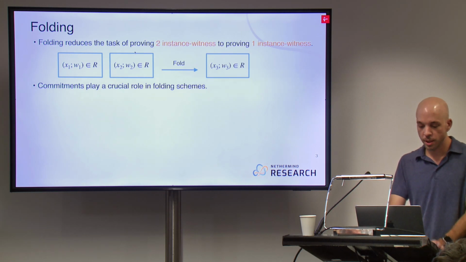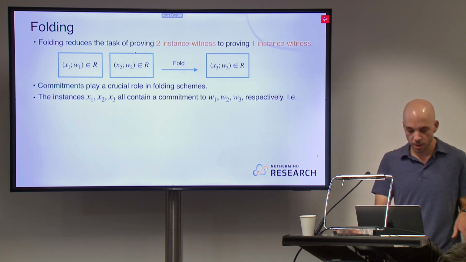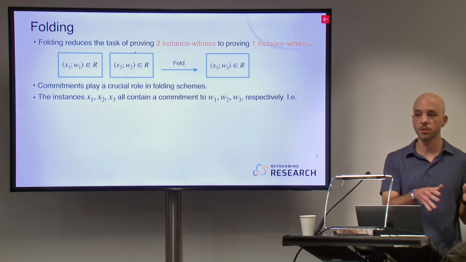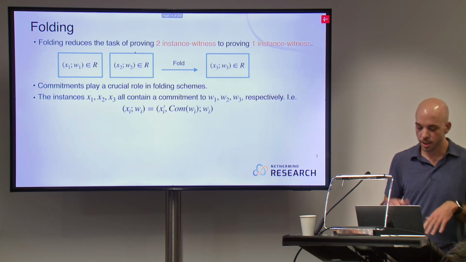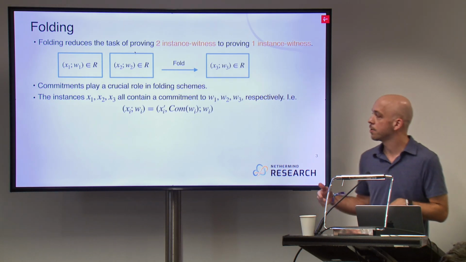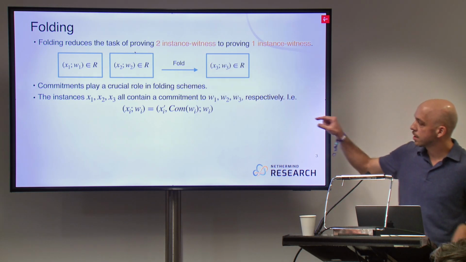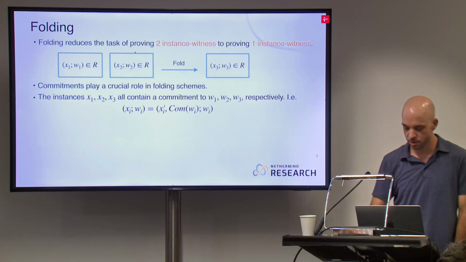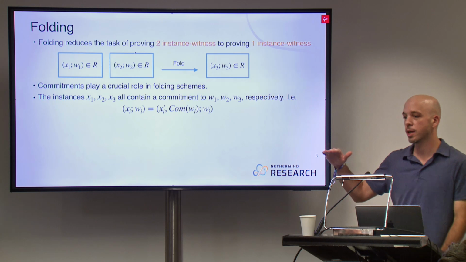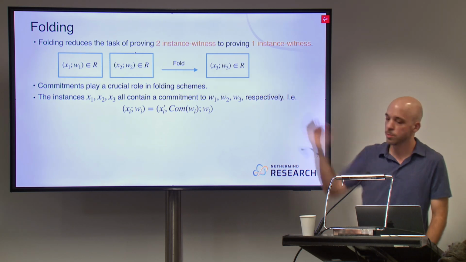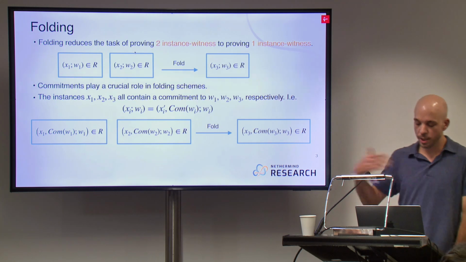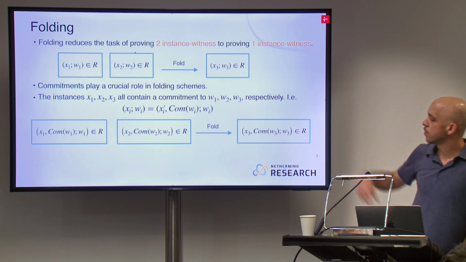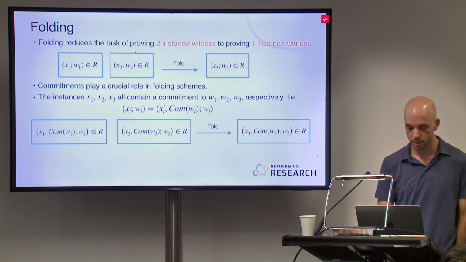In all folding schemes, commitments are crucial. And actually, we only consider relations where the instance contains a commitment to the witness. So when I write xi, wi, I really mean that xi, the instance, has two parts, which are the real instance and then a commitment to the witness. Given any relation, you can always transform it into this type of relation. So really, a folding scheme takes two instance-witness pairs where the witness is committed and gives you a new instance-witness pair with a commitment to the witness.